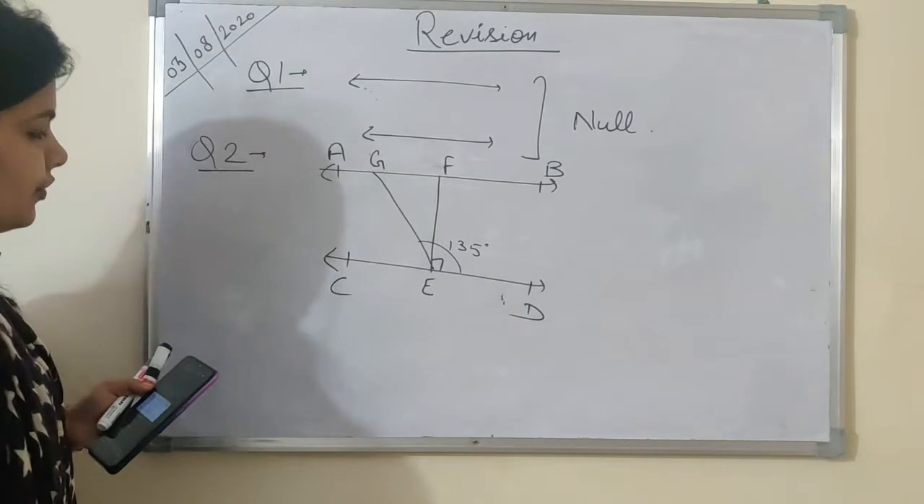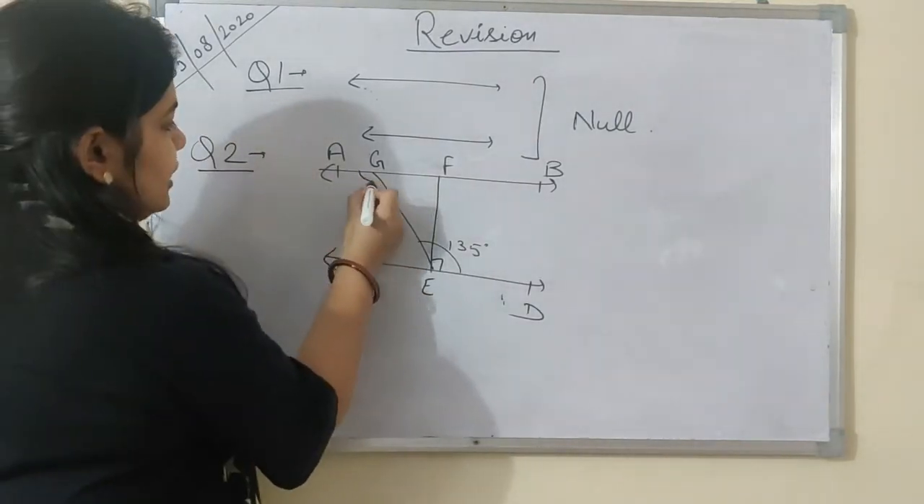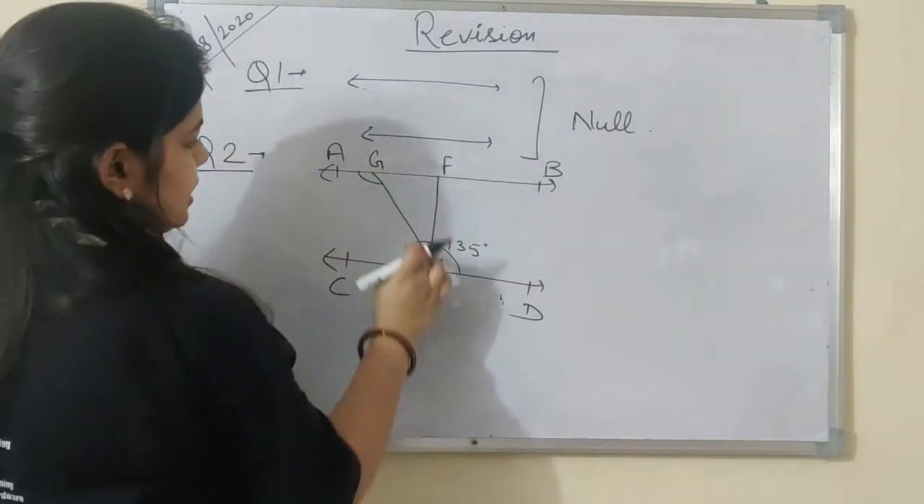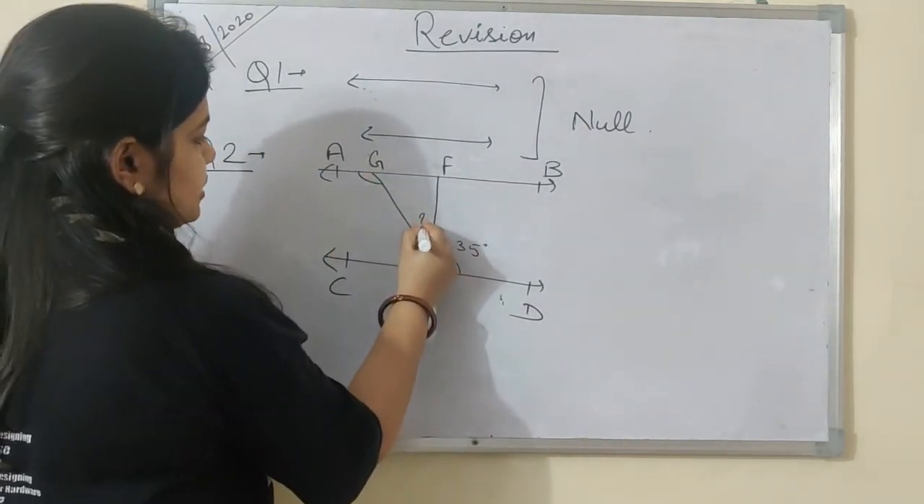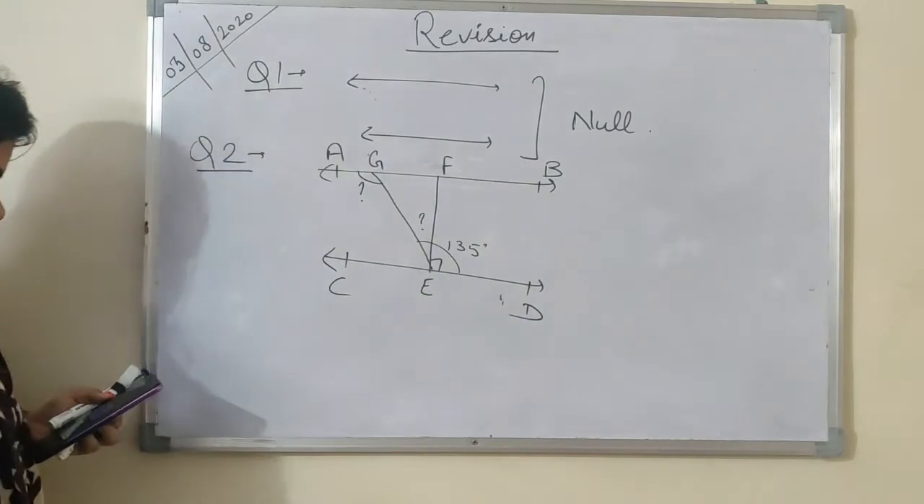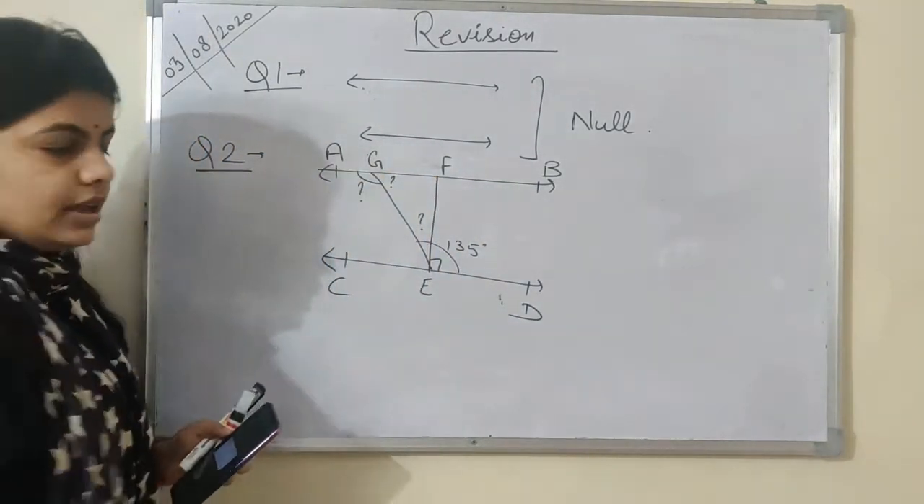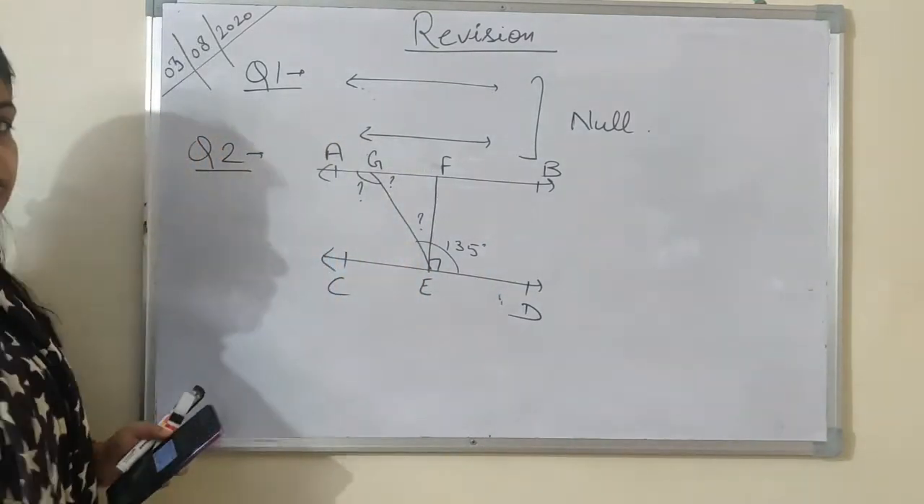Okay. Now what we have to find? We have to find angle AGE. Then next we have to find is angle GEF. That means this angle, and angle FGE. That means this angle. Okay. These three angles we have to find.